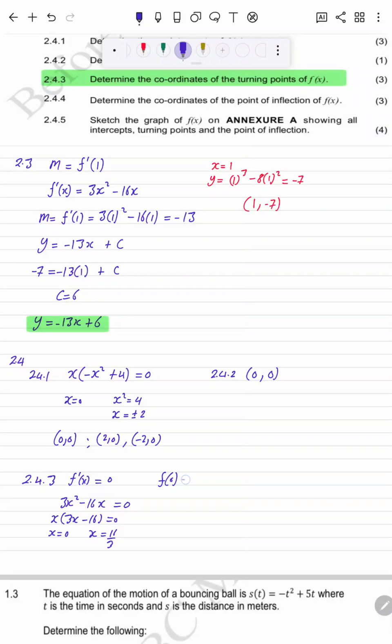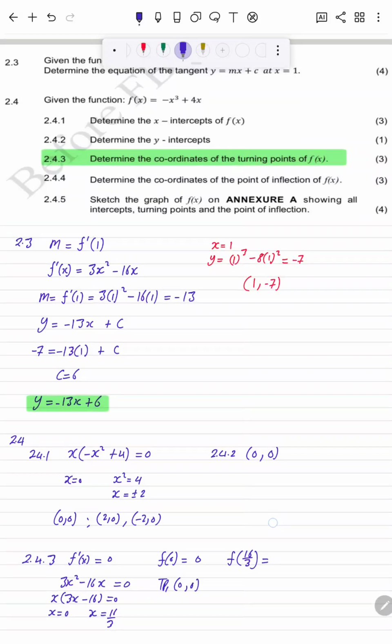f of 0, like we said, is going to give you 0 because you're going to replace each x by 0, and then everything will disappear, which means that turning point number 1 is going to be at (0; 0). And then the next thing is to find f of 16 over 3.